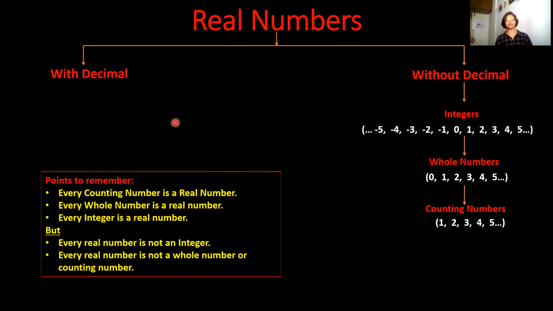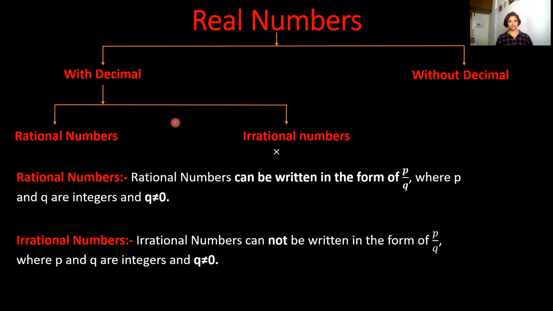because real numbers contain decimal numbers too. So what are the decimal numbers? We'll learn about that. The decimal numbers are divided into two parts: rational numbers and irrational numbers. In this video, we will learn about rational numbers. We will clarify each and everything about rational numbers. For irrational numbers, we will get some info here, but in detail, we will learn in another video.